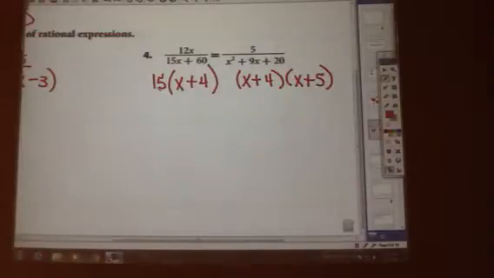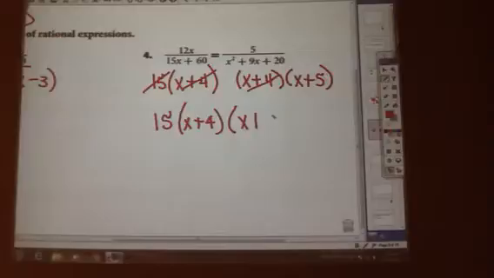Now, there's not another number besides 15, so 15 must be in my denominator. I took care of the 15. X plus 4 must be in my denominator. It is. And X plus 5 must be in my denominator. Do I have everything covered? Yes. Any questions on that? Problems 3 through 8. Least common denominator.